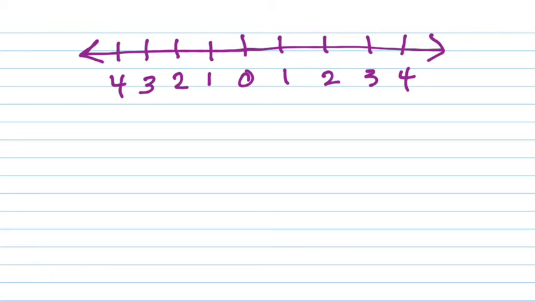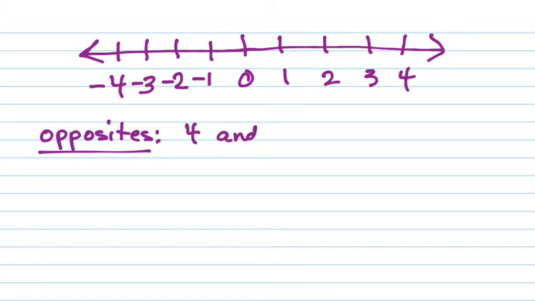And to make sure that we know they're on the left-hand side, what we do is put a little minus in front of them. That's not the same as a subtraction symbol. What it really means is the opposite of. So these numbers are considered to be opposites. So 4 and negative 4 are opposites. Every positive number has an opposite.